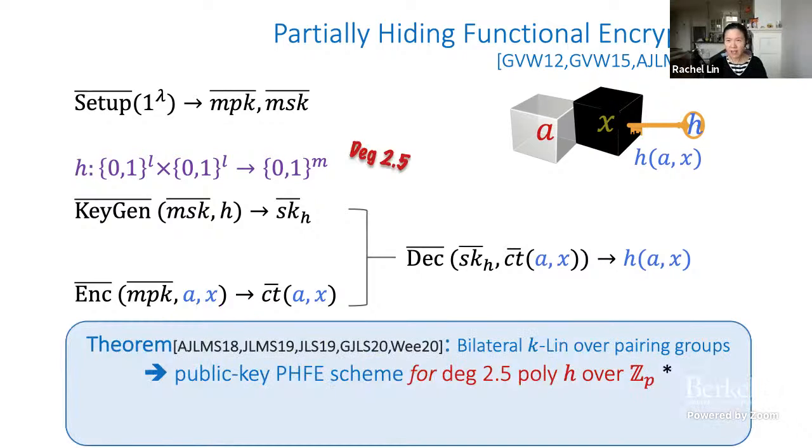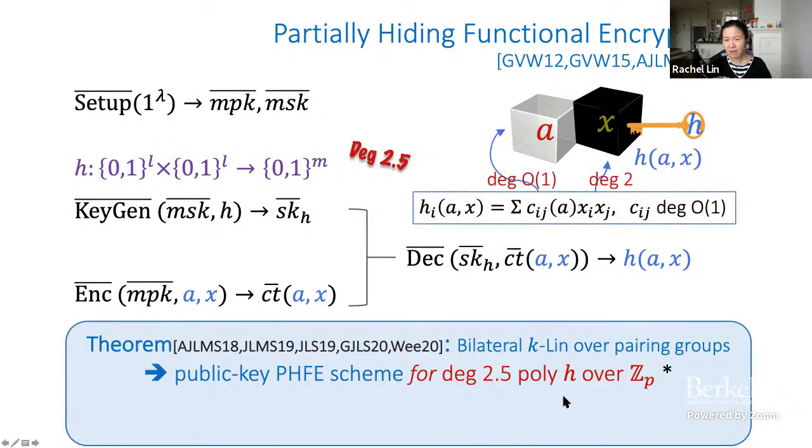And indeed, we show that, well, I'm always confused. When I say we, I mean the community. The scholarly we, yes, you and the listeners and the community at large. Exactly. We show that using bilinear maps, we can actually have partially hiding functional encryption for degree 2.5 polynomials. Those polynomials can be written as a quadratic polynomial over the secret part of the input, and the coefficients on those quadratic monomials depend on the public input A, and this dependency could have constant degree. So this form of polynomial H, we call degree 2.5.